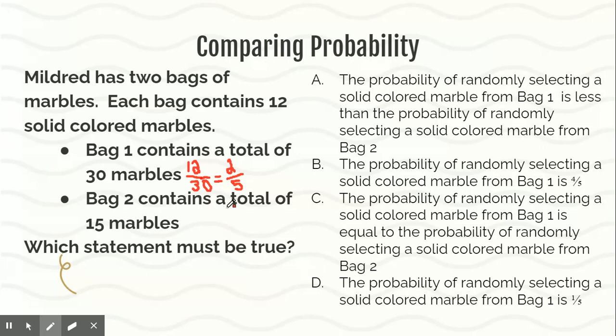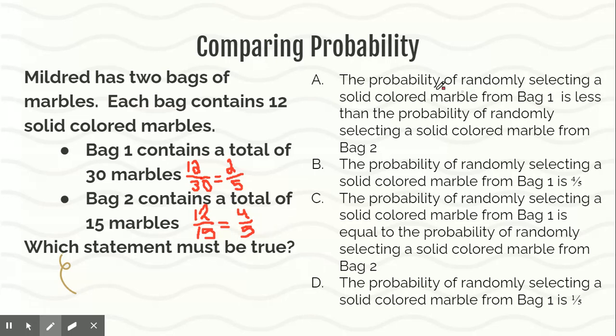Then bag 2 contains a total of 15 marbles. So I'm going to do 12 out of 15. Now this one, I can divide by 3. 12 divided by 3 is 4, and 15 divided by 3 is 5. So the probability of getting a solid color from bag 2 is 4 out of 5.